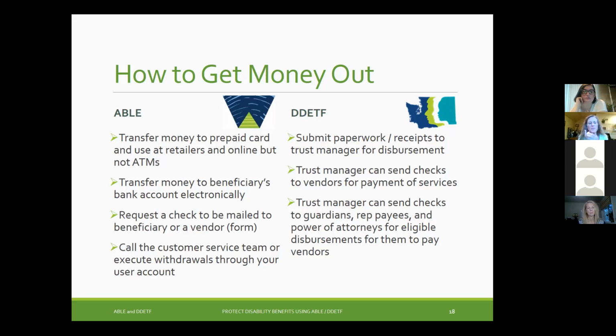Another way to get the money out is to transfer the money to the regular bank account electronically. Because when you sign up for an ABLE account, you're going to connect your new ABLE account to your existing bank account, so you can do those transfers. You can also request a check to be mailed to the beneficiary or even a vendor. And you can call the customer service team or execute withdrawals through your user account.